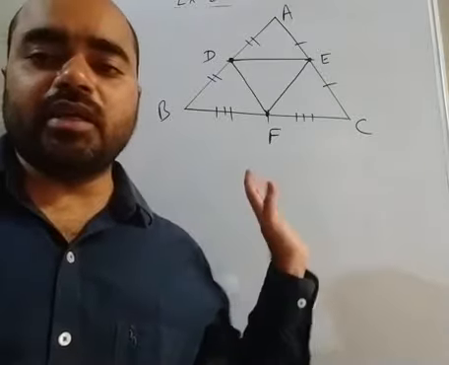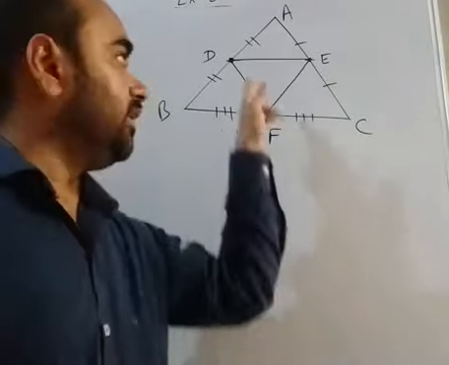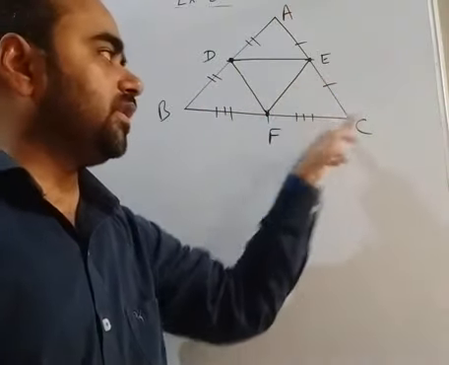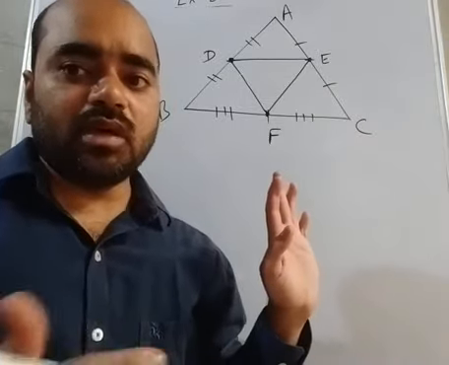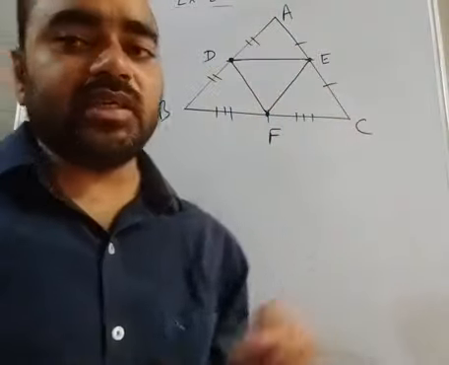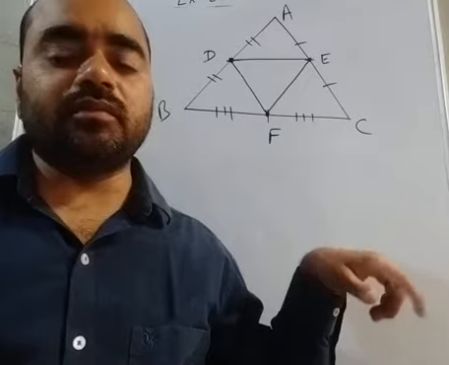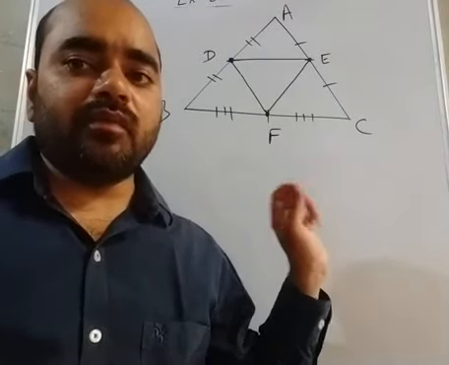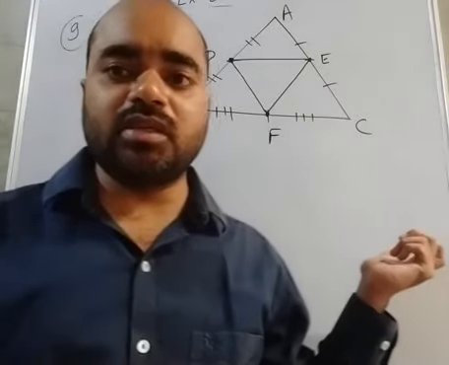In triangle ABC, midpoints of all the sides are given: D midpoint of AB, E midpoint of AC, and F midpoint of BC. We have to prove that DE and AF bisect each other. I have not joined AF now, I will join AF. But first of all, if D, E and F are the midpoints, it means what is the result we are having?